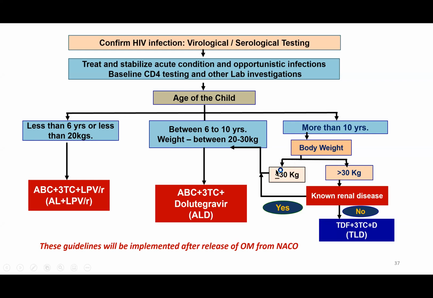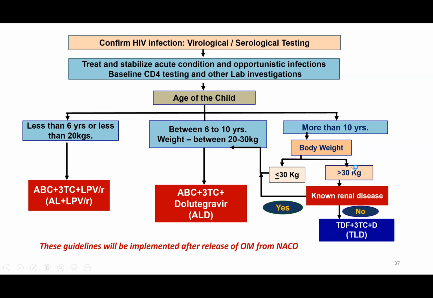Now, in this particular age group, you can use dolutegravir, but you will not be able to use tenofovir in such patients. And that is the reason, as you won't be able to use tenofovir, you will be using abacavir in this particular patient age group. So abacavir, lamivudine plus dolutegravir will be the combination.